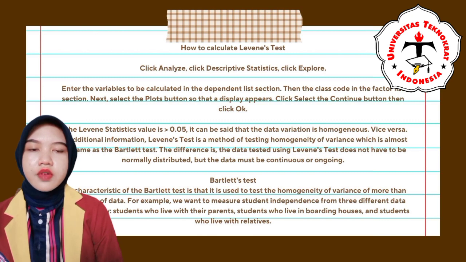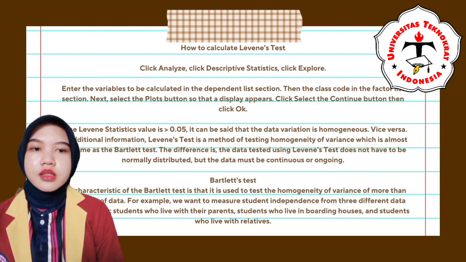How to calculate Levene test? Click Analyze, click Descriptive Statistics, click Explore, enter the variable to be calculated in the Dependent List section, then the class code in the Factor List section. Next, select the Plots button so that a display appears. Click the Continue button, then click OK. If the Levene statistic value is greater than 0.05, it can be said that the data variance is homogeneous, vice versa.